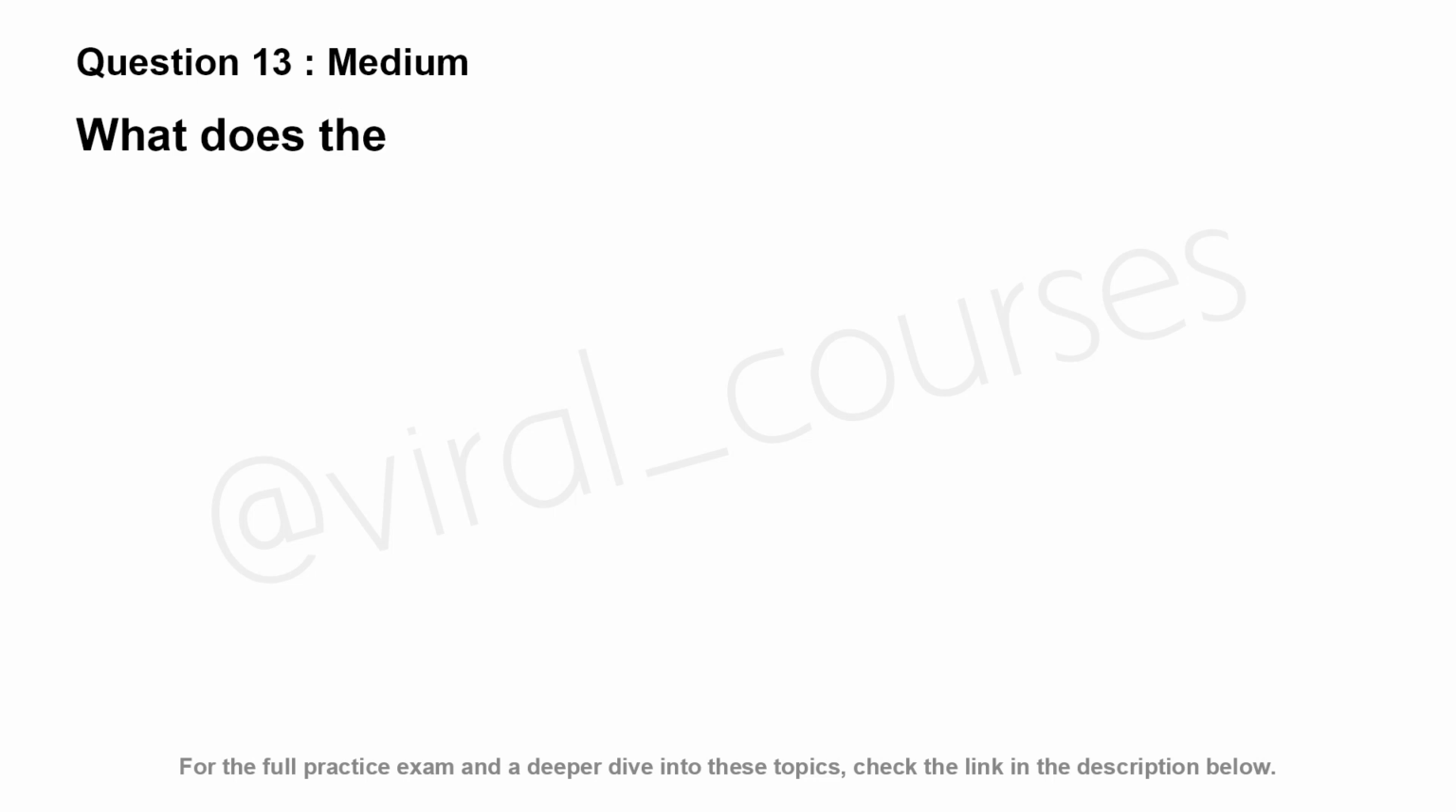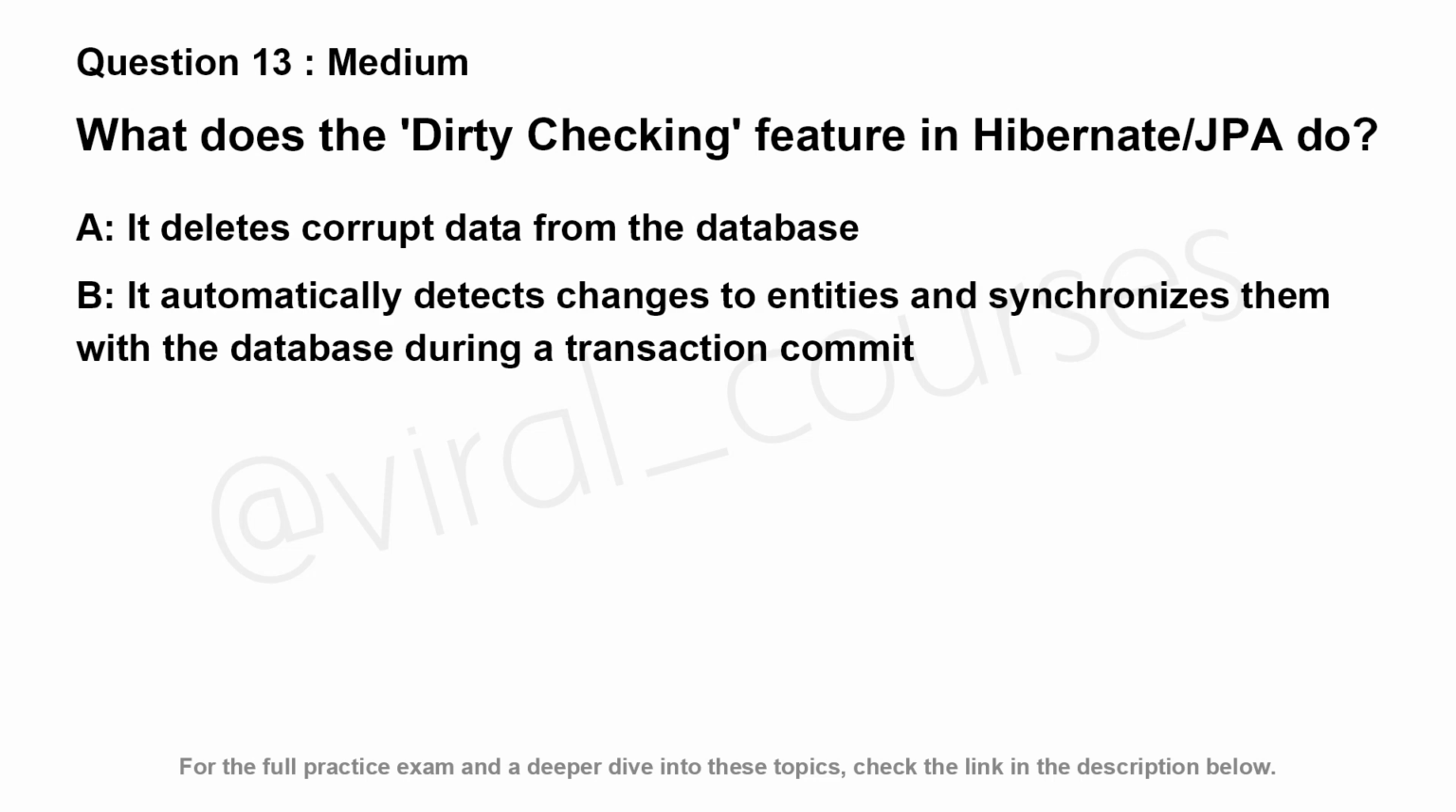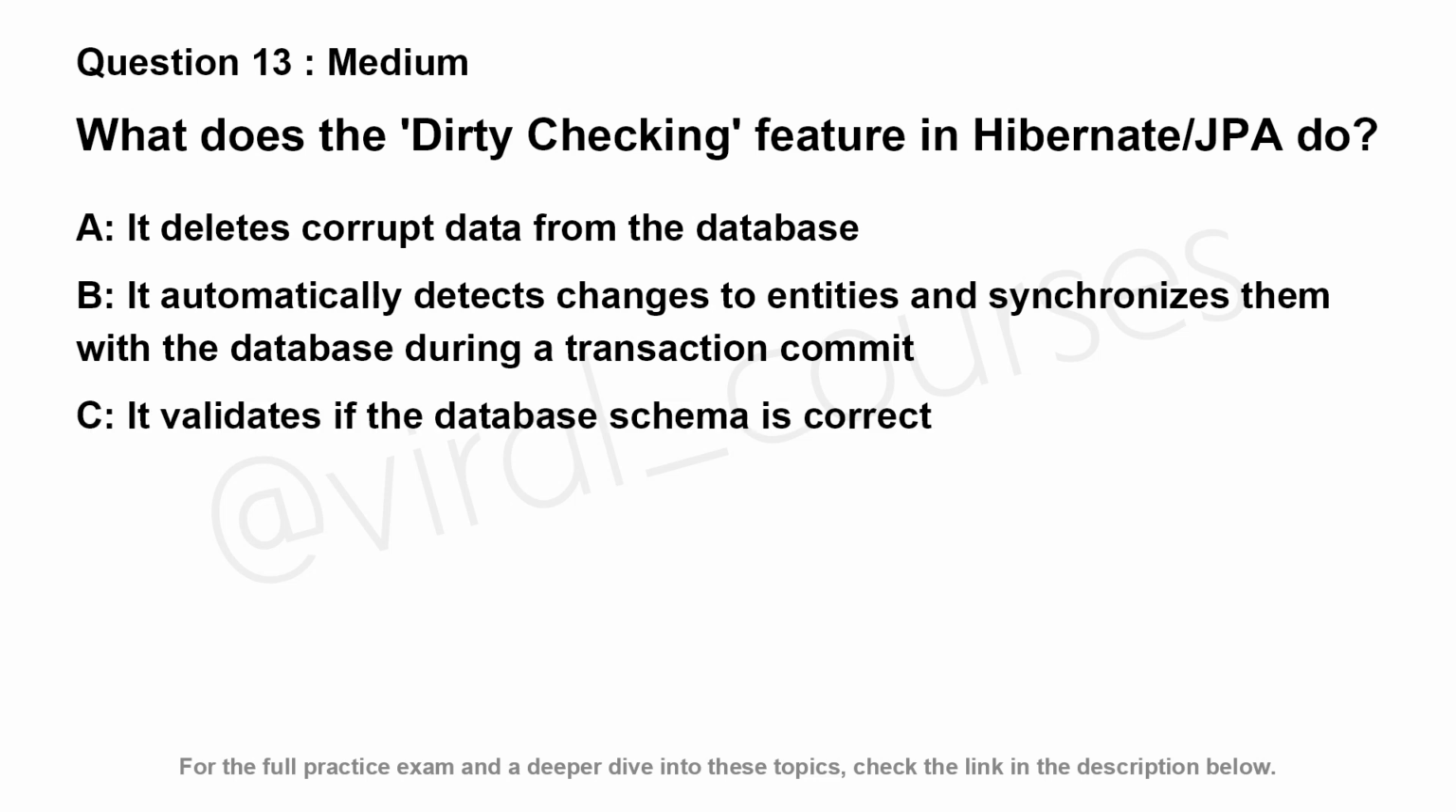What does the dirty checking feature in Hibernate JPA do? Option A. It deletes corrupt data from the database. Option B. It automatically detects changes to entities and synchronizes them with the database during a transaction commit. Option C. It validates if the database schema is correct. Option D. It checks for SQL injection attacks.